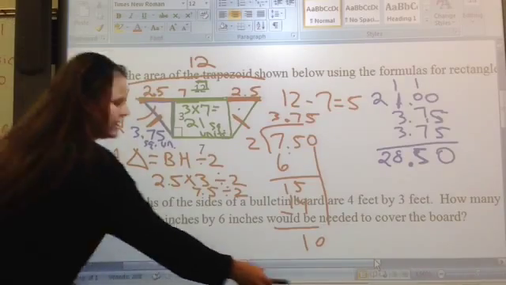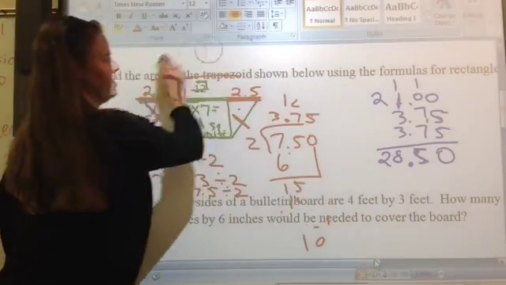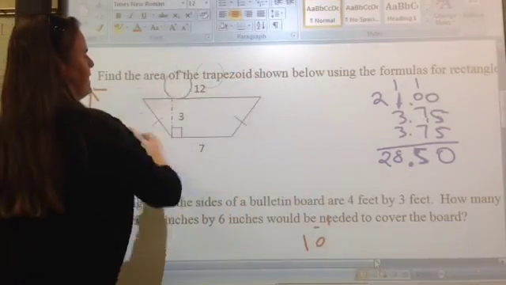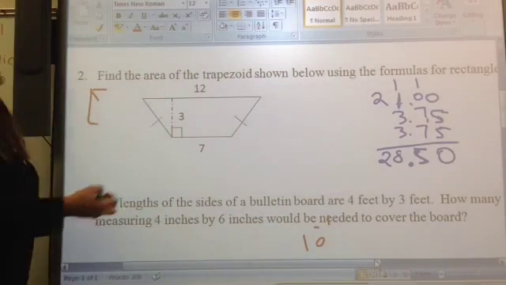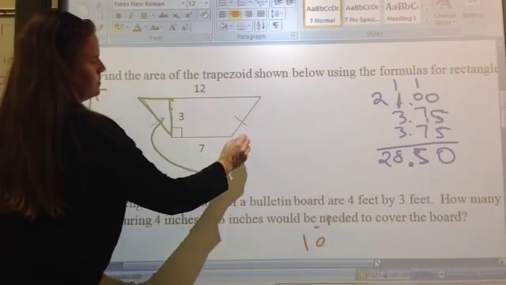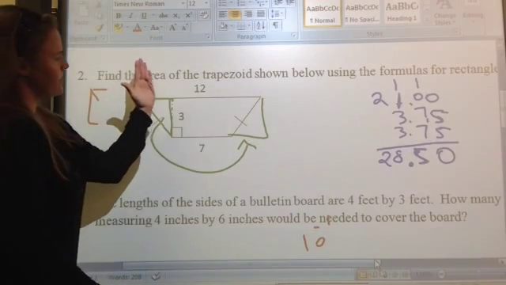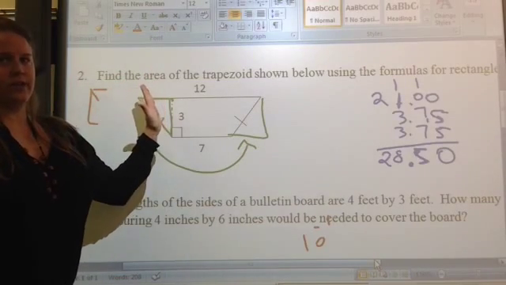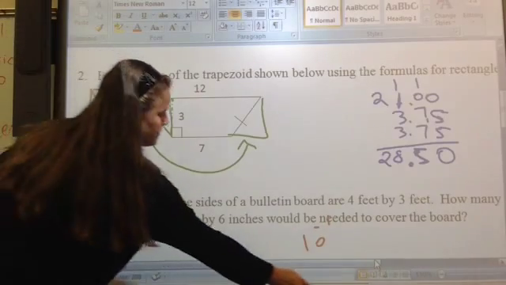What I also want you to recognize is if I erase all of this, and again, pause and rewind if you need to, with trapezoids, watch this. It fits together as a rectangle. So now I'm back to base times height.